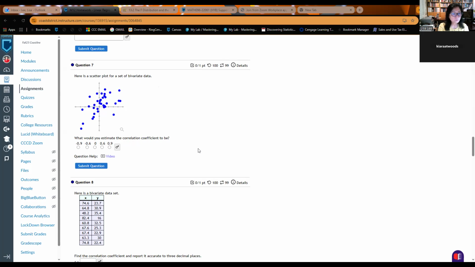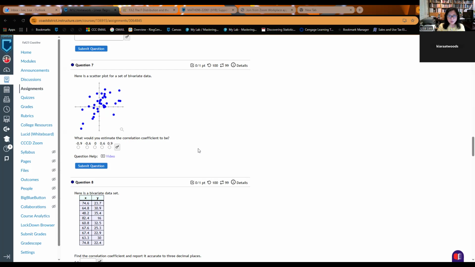I feel like it would be negative from what I'm looking at. Now you have to compare the left-hand side and the right-hand side, and see which side the points are lower. The lower one is on the left, and it's going up, so it's positive. On the right side there are some points very high. Then your choice is between 0.6 and 0.9.